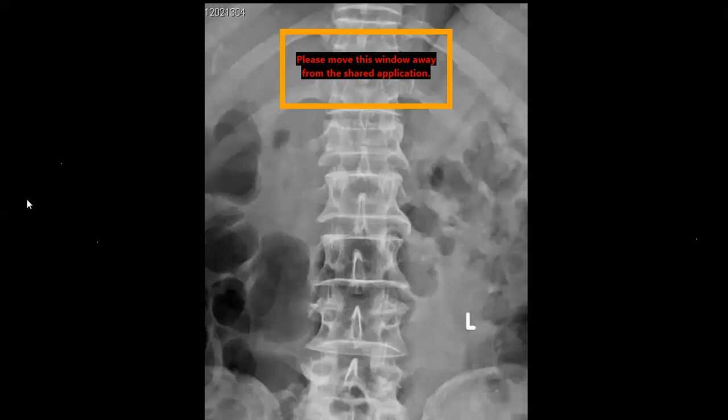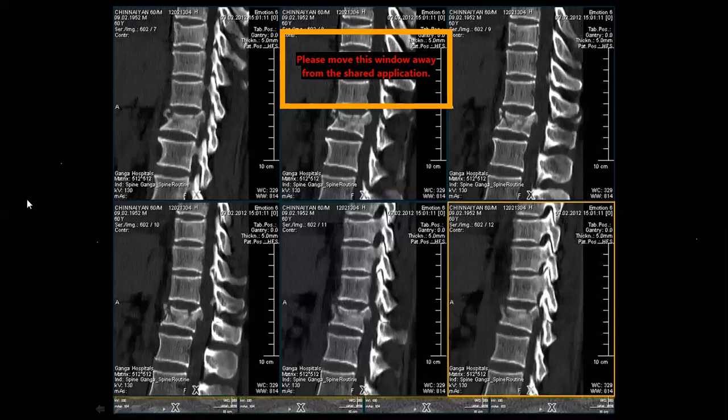Coming to the fracture pattern. What is the fracture pattern here? See this. There is a burst fracture here. But in addition to that, can you see a fracture in the spinous process here? See, that means what is this?